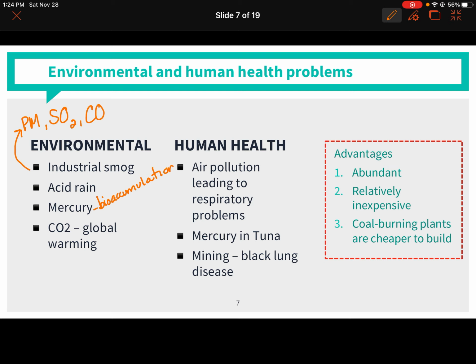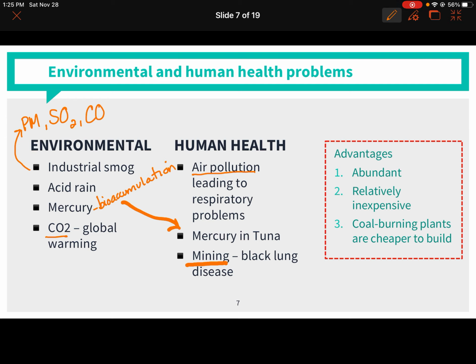This comes up again in a later unit, but bioaccumulation is the mercury getting into our food chain and then getting accumulated as you move up into larger and larger animals in the food chain. And it also releases CO2, which leads to global warming. So these environmental problems of the industrial smog and the mercury and the CO2 give us air pollution, which leads to respiratory problems. The bioaccumulation gives us mercury in our tuna. This is why you have limits on the amount of tuna you should be eating. And then the miners themselves suffer from black lung disease.